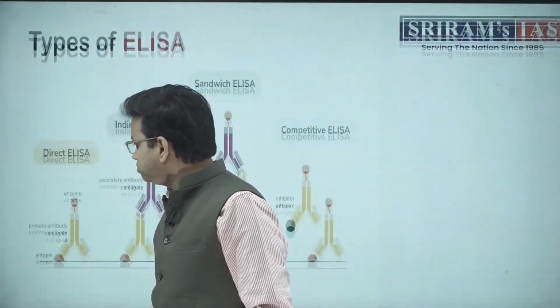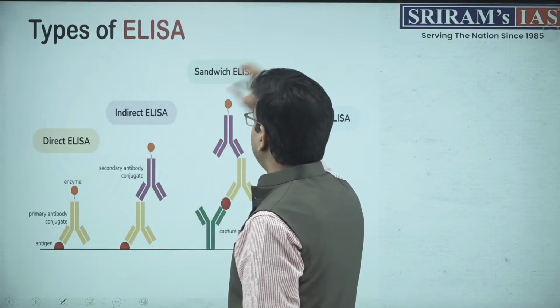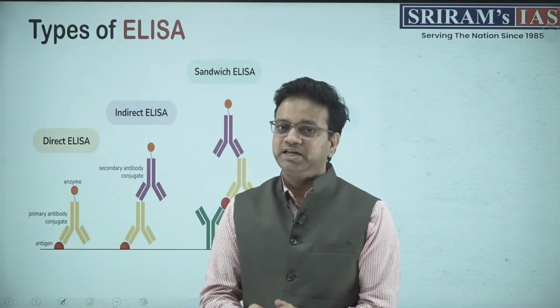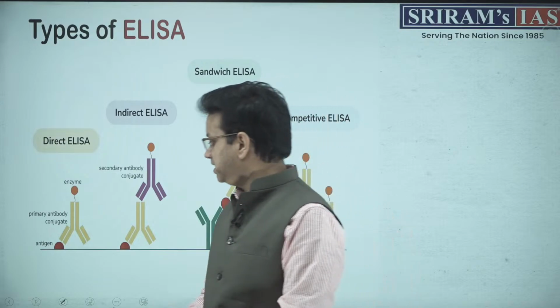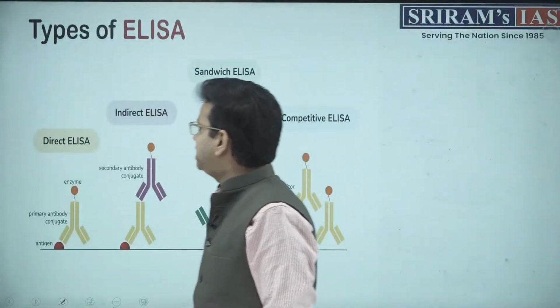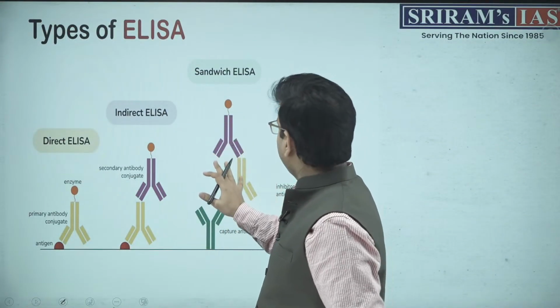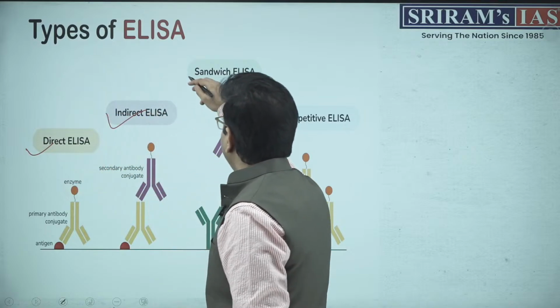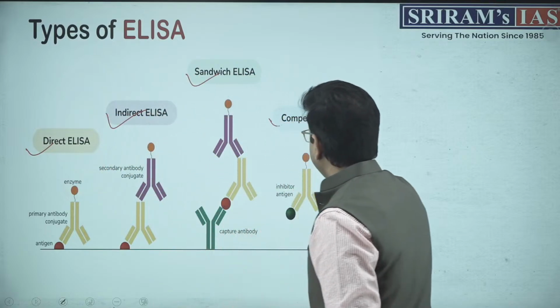Now here we come to the other aspect of ELISA test. See, this might be important for the examination. There are 4 types of ELISA test which is done. So this was the first statement that was asked. So I wanted you to be clear on this aspect as well. So there are 4 types: we have direct ELISA, indirect ELISA, sandwich ELISA and competitive ELISA.